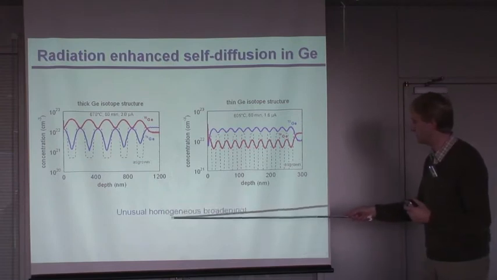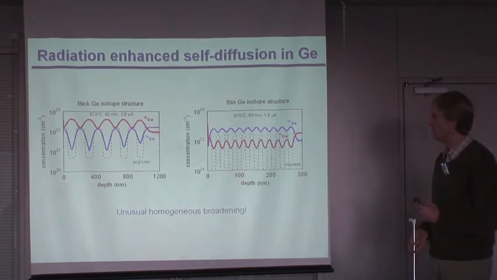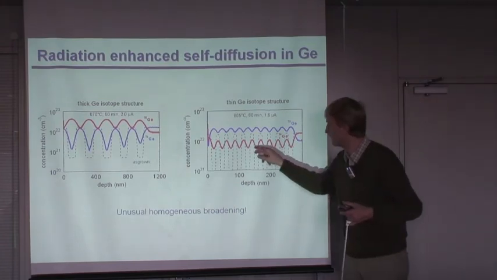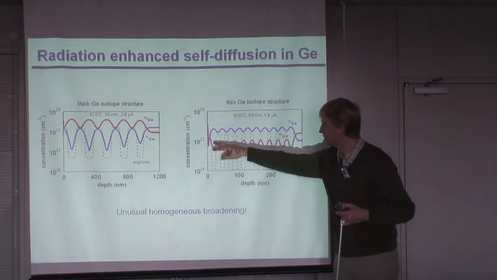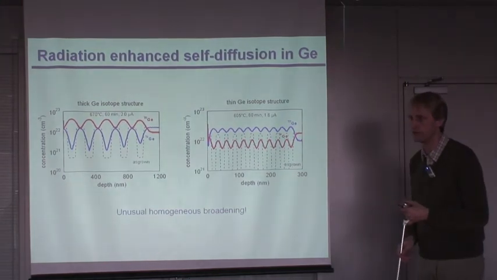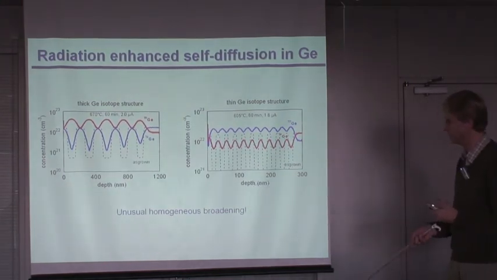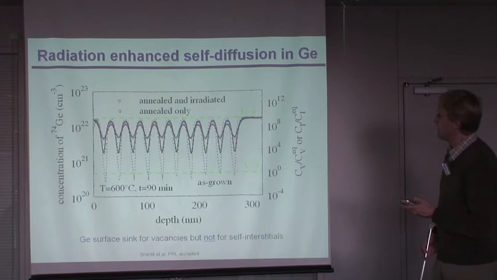It's a homogeneous broadening. We have done the same experiments with silicon. There it behaves normally. So there you get a gradient. So here the broadening is not as pronounced right to the surface. So here's something going on.